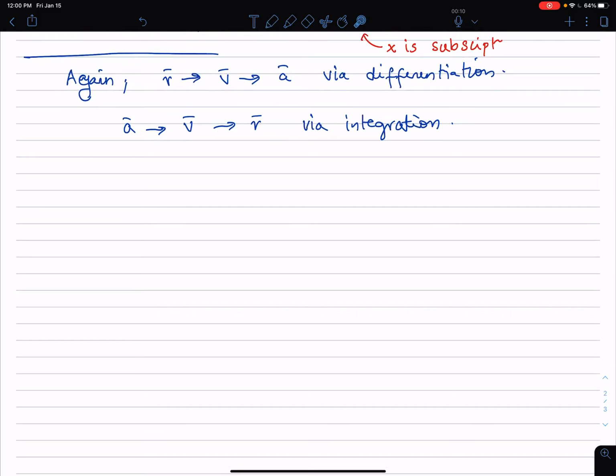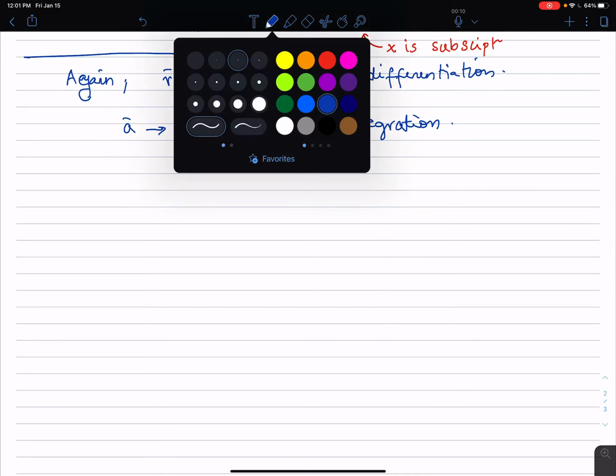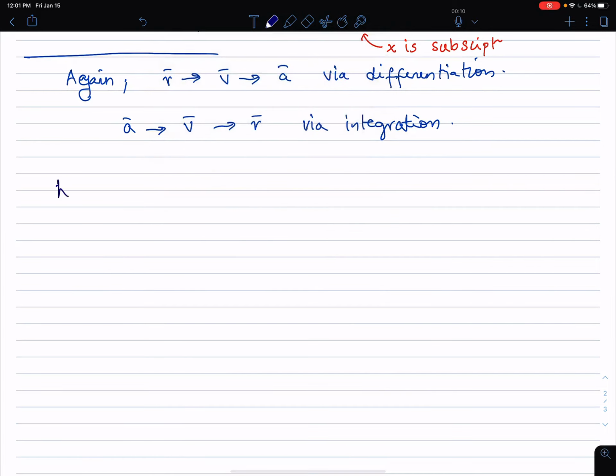And these things you can do component by component, this integration and differentiation. So we can do differentiation or integration one component at a time, I guess.